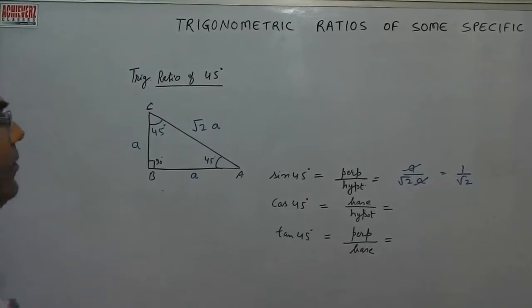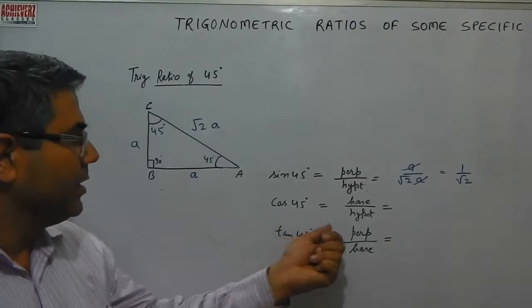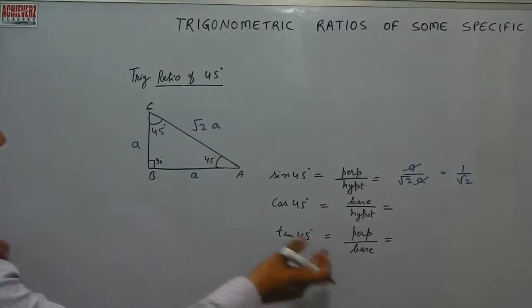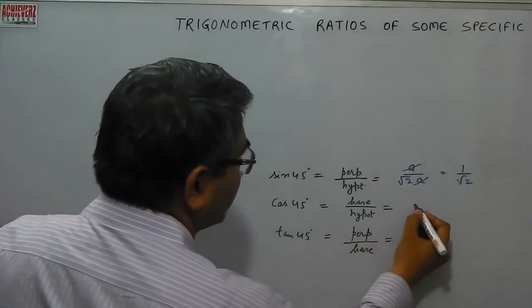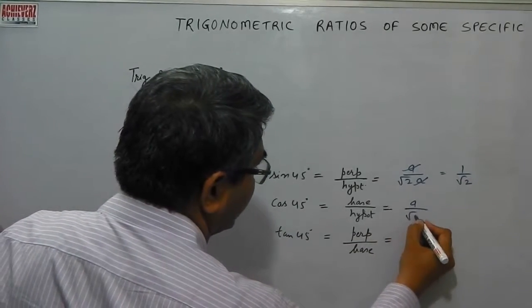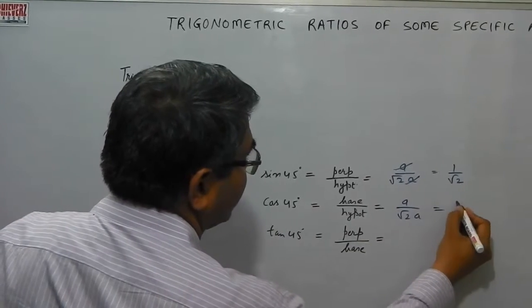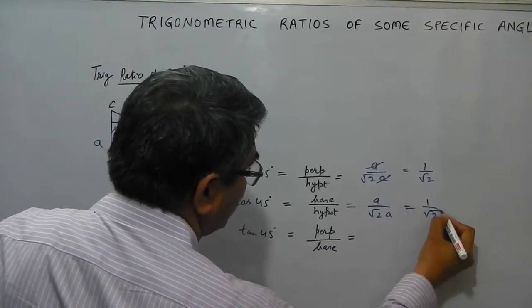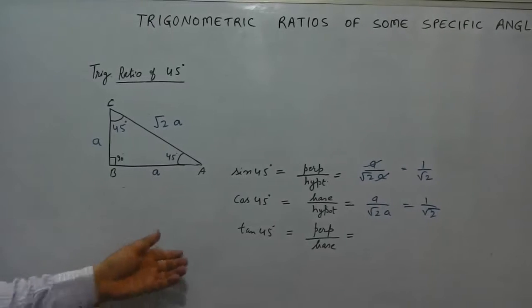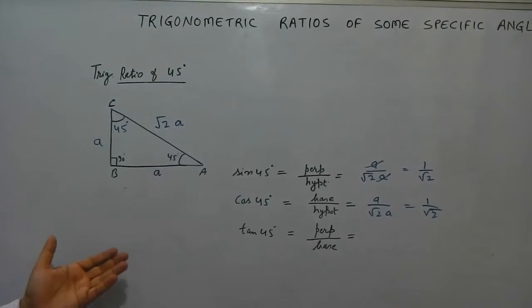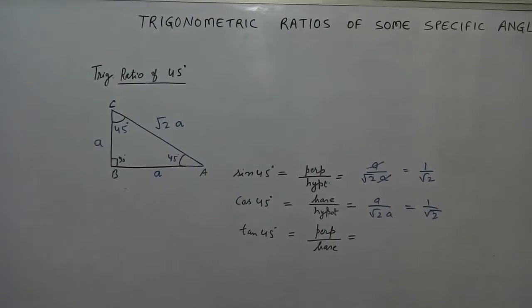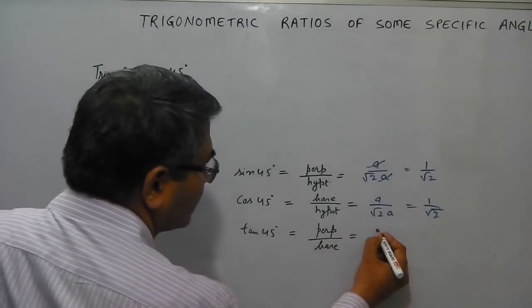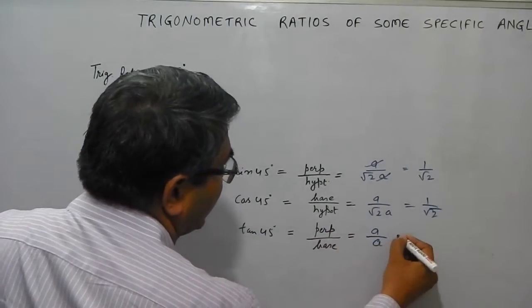Cos 45. Cos is defined as base over hypotenuse. So our base here is again A and hypotenuse is root 2A. This will again be A upon root 2A, that is 1 upon root 2. Tan 45. This tan is defined as perpendicular over base. Here both are A, so it will be A over A, that is 1.